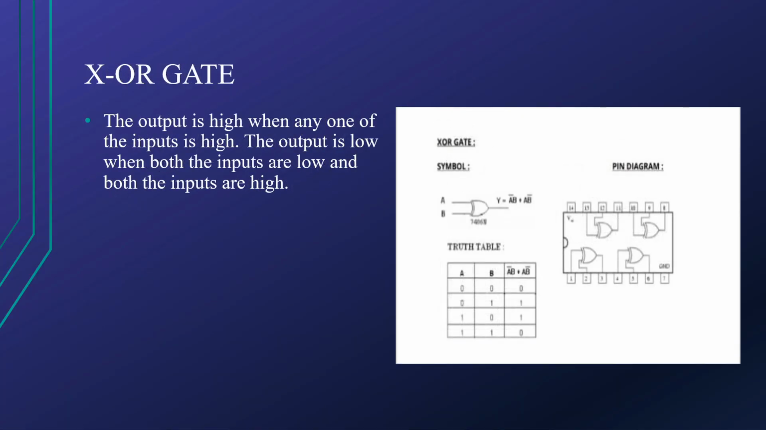Now we are going to see XOR gate. The output is high when any one of the inputs is high, and the output is low when both the inputs are low and both the inputs are high. This is the symbol of XOR gate, and this is the pin diagram. The truth table is when you give 0 0, you will be getting 0. When you give 0 1, you will be getting 1. And when you give 1 0, you will be getting 1. And when you give 1 1, you will be getting 0.